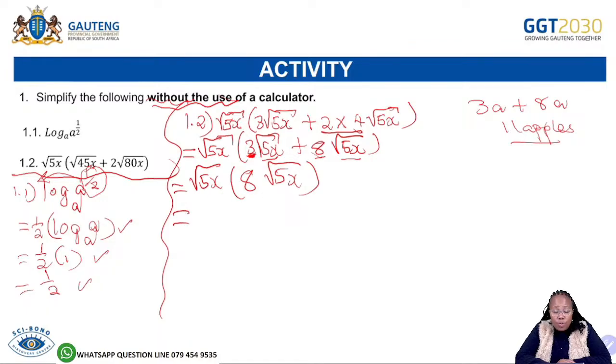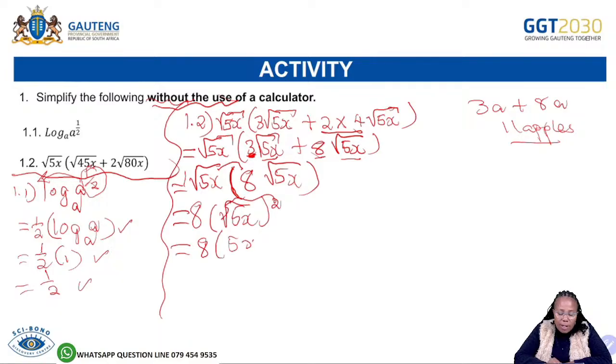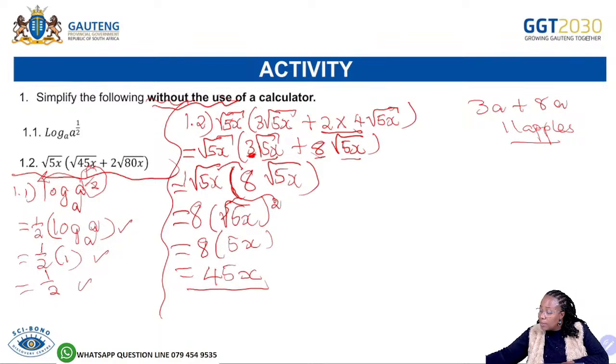So now continue, grade 12. So we are multiplying in now because of this bracket here. It will be 1 times 8, which is 8, and the square root 5x times square root 5x will be square root 5x squared. So this is 8, the 2 will cancel the root sign, we are only multiplying 5x. And then 8 times 5 is 45x. Then that is the answer, the simple surd form for that particular answer.